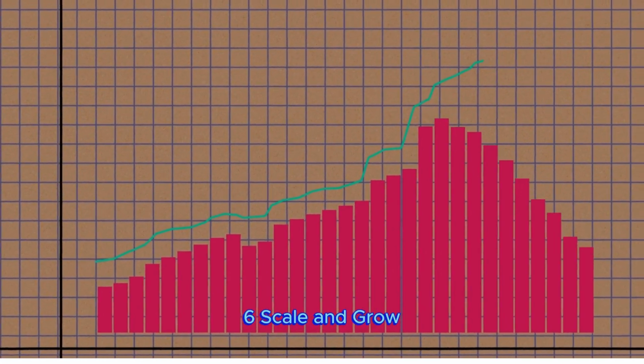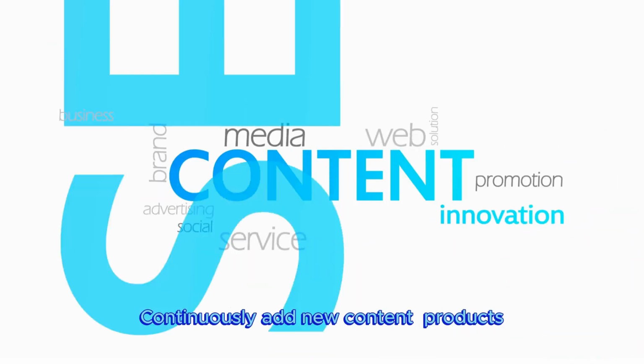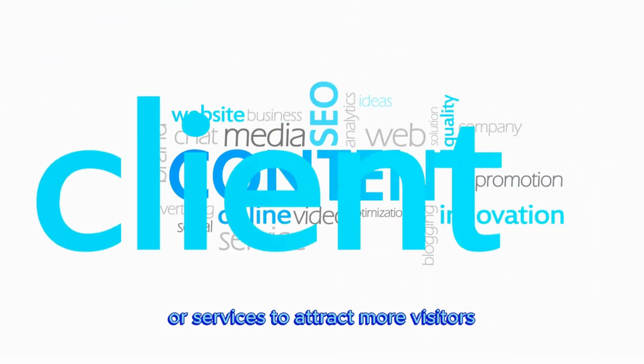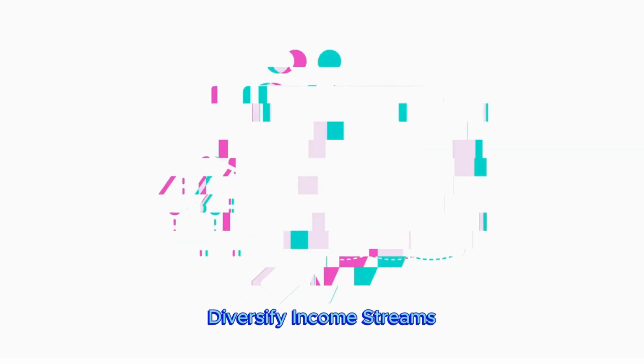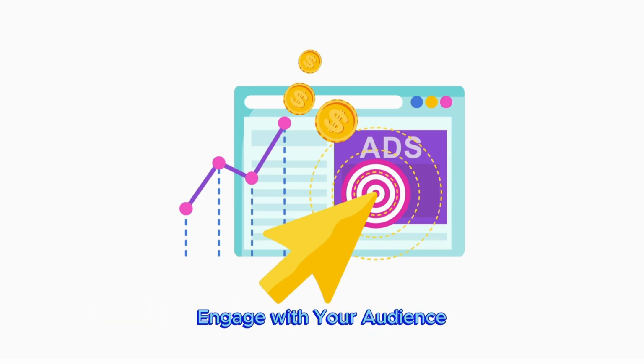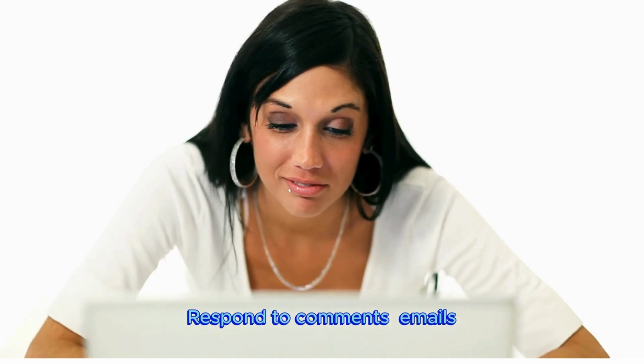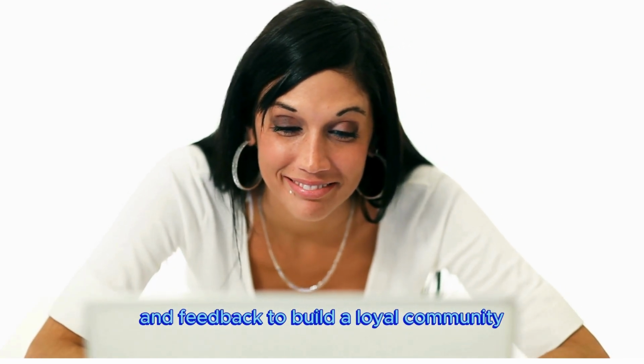6. Scale and grow. Expand your content. Continuously add new content, products, or services to attract more visitors. Diversify income streams. Combine multiple monetization methods to increase your earning potential. Engage with your audience. Respond to comments, emails, and feedback to build a loyal community.